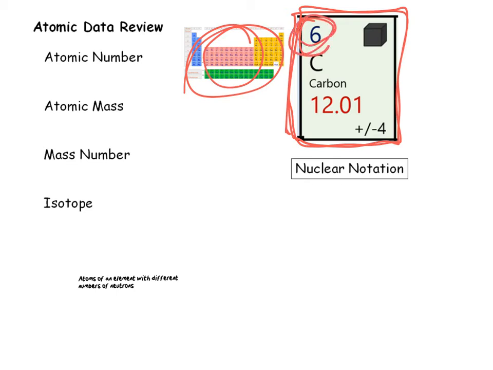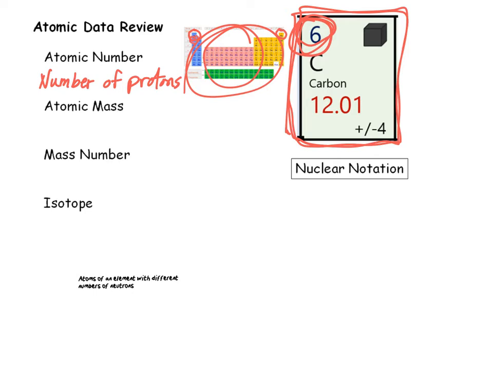Now, the first piece of info that we might look at is a big number, in this case 6. That's the atomic number, which represents the number of protons in the nucleus of that particular atom. So any atom that contains 6 protons in its nucleus is going to be a carbon atom. That's the distinguishing characteristic of a carbon atom, that it has 6 protons in its nucleus and its atomic number is 6.